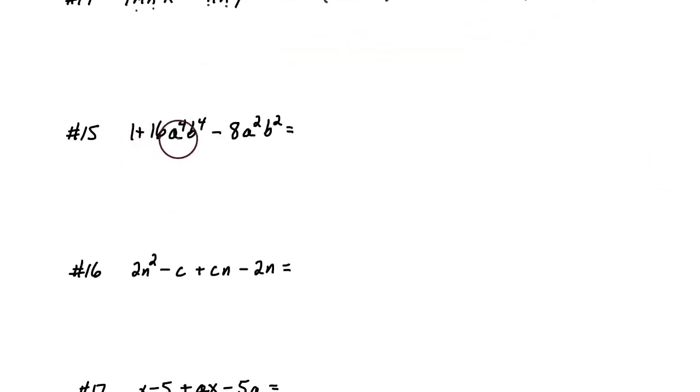Number 15, we have a trinomial, but it doesn't go in decreasing order of degree, which will make it harder for us to recognize factoring patterns. Let's change the order of the terms. Put this one first because it has the highest degree in the variable a. Then put this term. This has the next highest degree in the variable a, and then put the constant term.